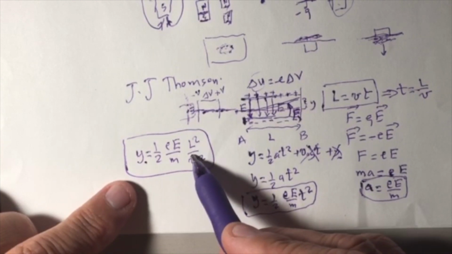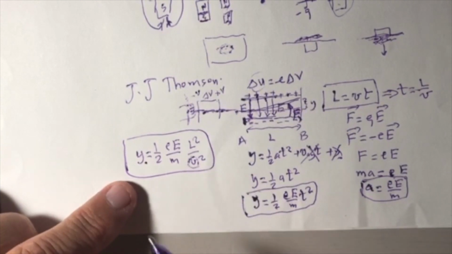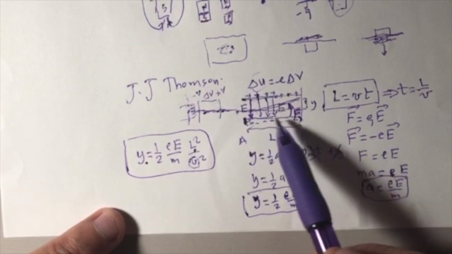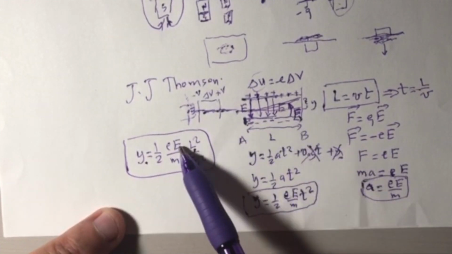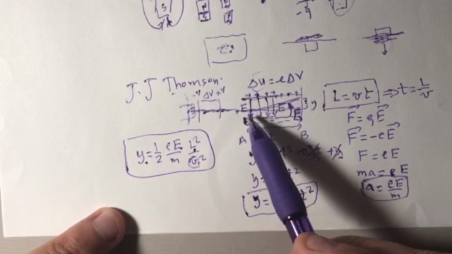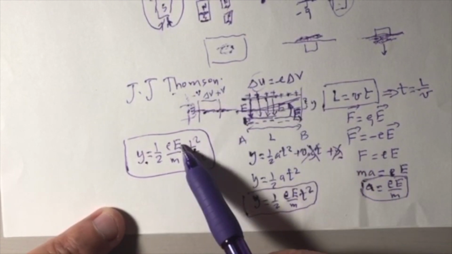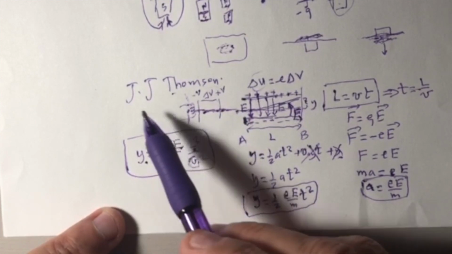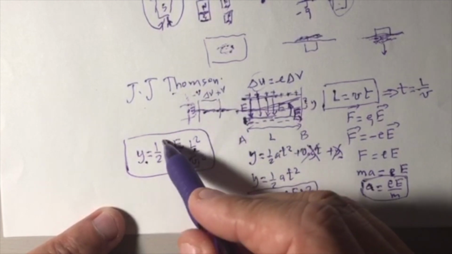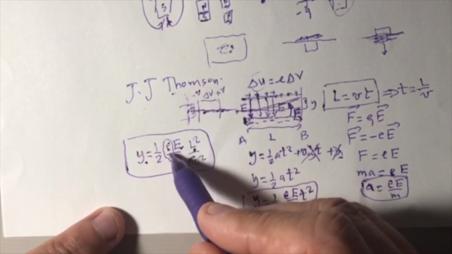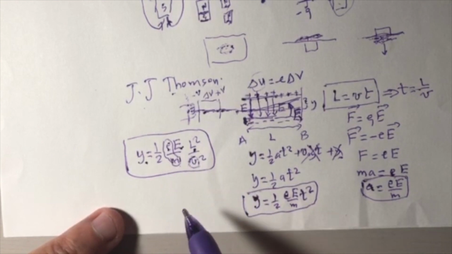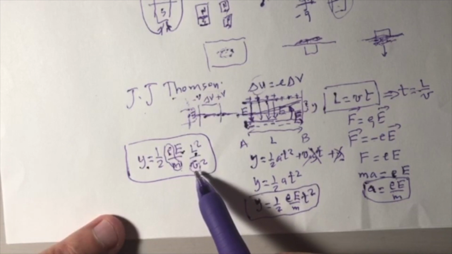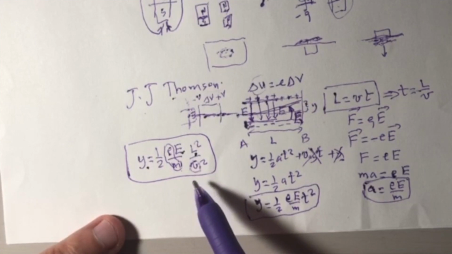The problem is this. We don't know the velocity. Look at L. L, we know, is just the length of the plate here. The electric field, remember, J.J. Thomson is the one who produced the electric field for this experiment, so he knows E. The mass of the electron and the charge, at that time when J.J. Thomson did this experiment, he didn't know them. But this velocity, you can actually find the velocity. How do you find the velocity?